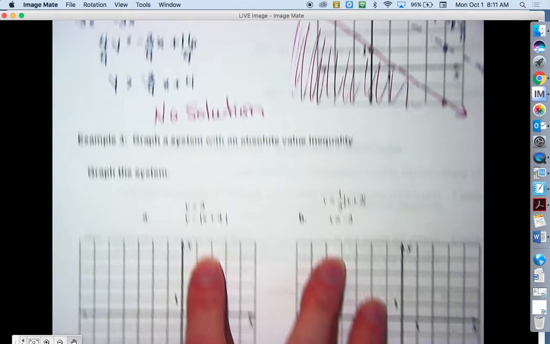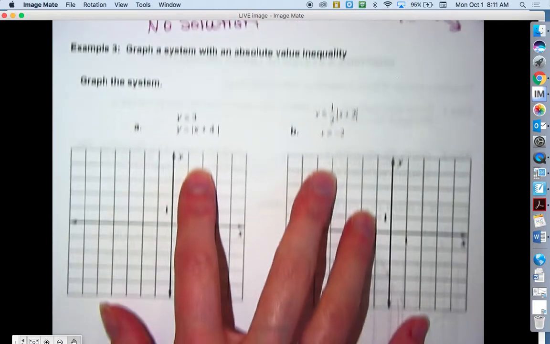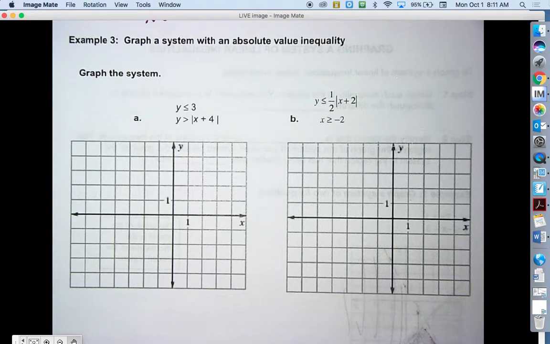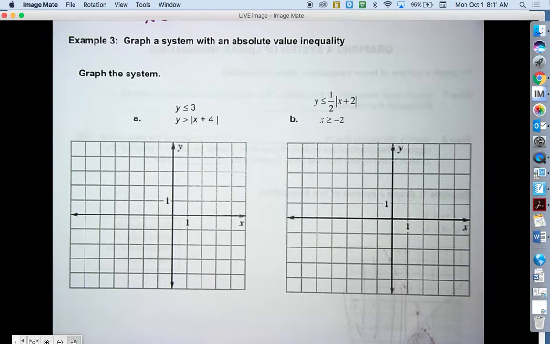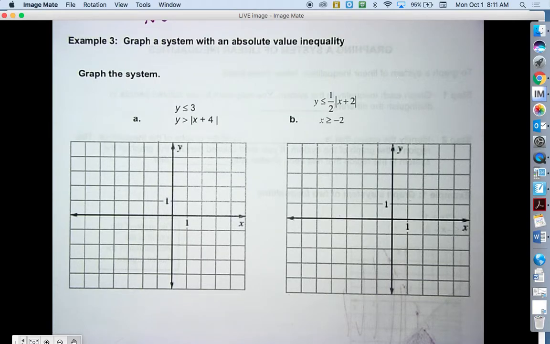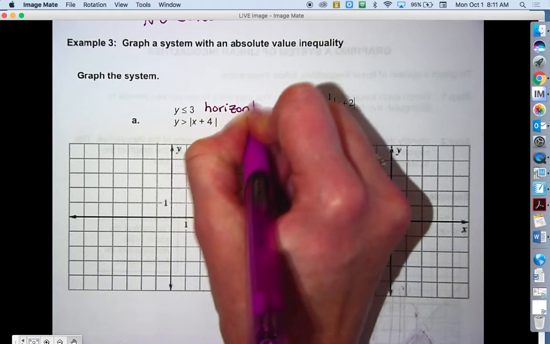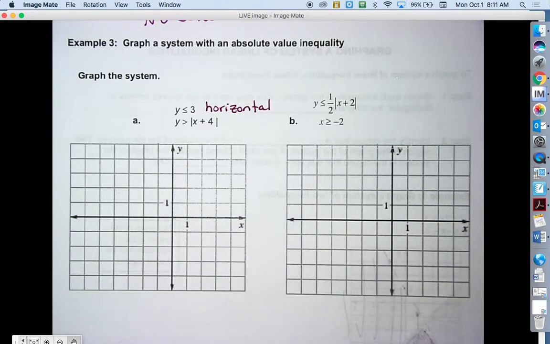So the two down below look a little more interesting because we have some absolute value symbols in here. Again, pretty much you have y already by itself, so not a lot of solving that you need to do. But the first one is just a y. We have y is less than or equal to 3. Gavin, when you just have y, what kind of line do you get? Horizontal, yeah. So this is going to make a horizontal line, because it's just y is less than or equal to 3.